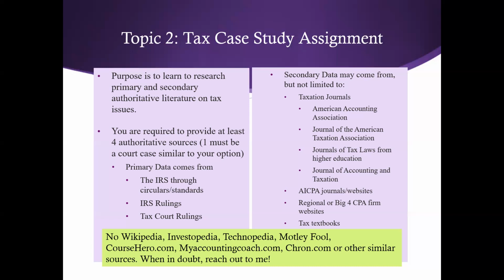You cannot use Wikipedia, Investopedia, Technopedia, Motley Fool, Horse Hero, MyAccountingCoach.com, Prawn, or the Houston Chronicle, or other similar open sources. When in doubt, reach out to me. Points are deducted if you use any of these unauthorized sources in your course.